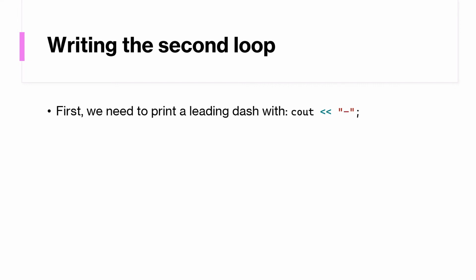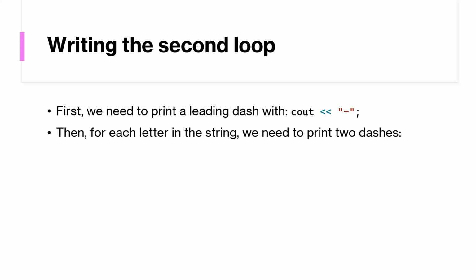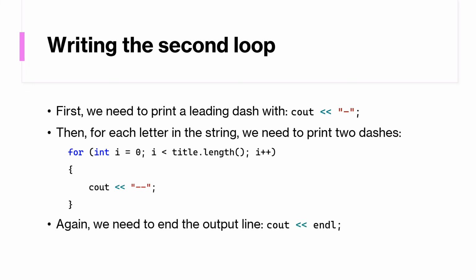Okay. Now, what about the second loop? Well, first we need to print a leading dash with cout dash. Then for each letter in the string, we need to print 2 dashes. So there's a for again. For int i equals 0, i less than title.length, i++, we're going to cout double dash, dash dash. Again, we need to end the output line, so we have a cout endl.